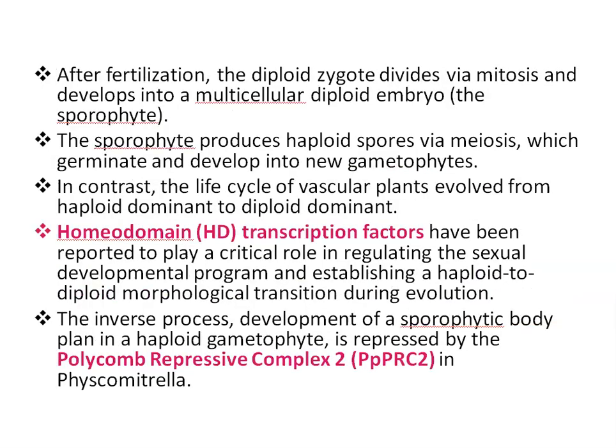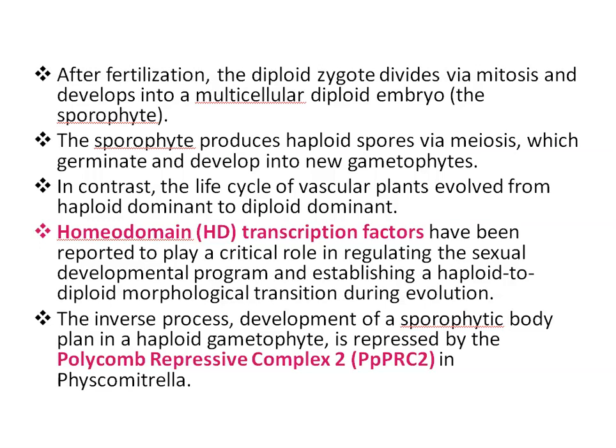After fertilization, the diploid zygote divides via mitosis and develops into a multicellular diploid embryo, the sporophyte. The sporophyte produces haploid spores via meiosis, which germinate and develop into new gametophytes. In contrast, the life cycle of vascular plants evolved from haploid dominant to diploid dominant. So, homeodomain HD transcription factors have been reported to play a critical role in regulating the sexual developmental program and establishing a haploid to diploid morphological transition during evolution.